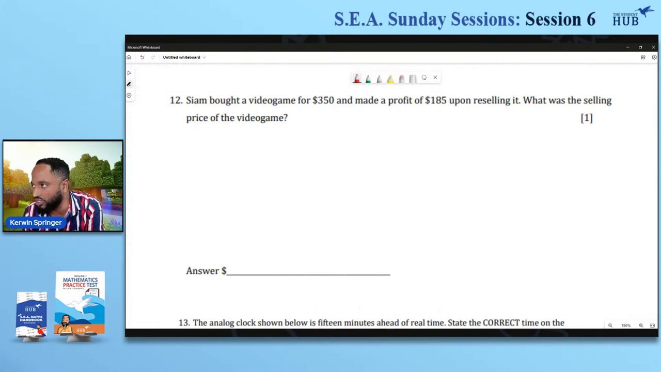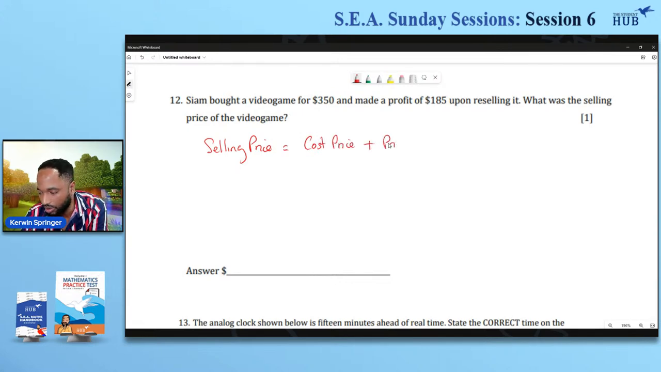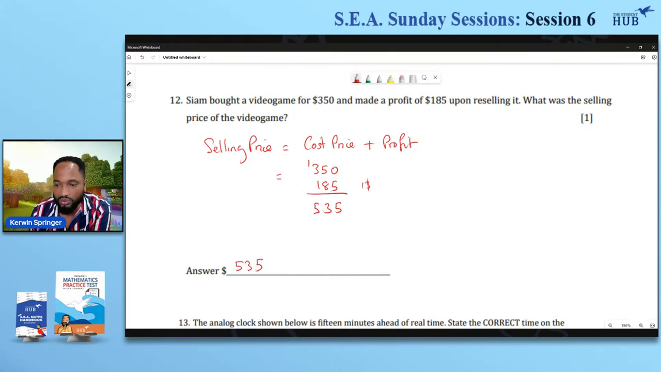Cyan bought a video game for $350. Made a profit of $185 upon reselling. What's the selling price of the video game? Well, if he made a profit, the selling price will be equal to the cost price, how much he paid for it, plus the profit that he made. So what do you all think is the answer? I'm seeing Rochelle is saying $535, and she's really quick on this. 350 plus 185: 5 and 0 is 5. 8 and 5 is 13, so the 3 went there, then 1 comes over there. And I have 1 plus 3 plus 1, so that's 5. So $535 is the way to go.